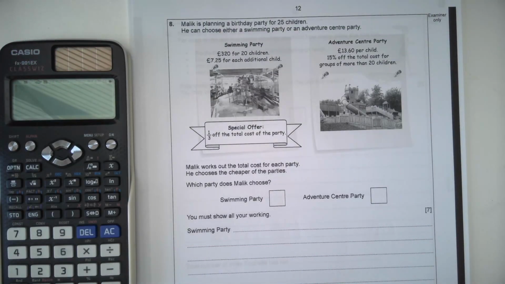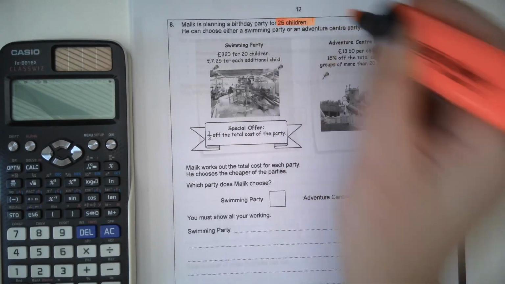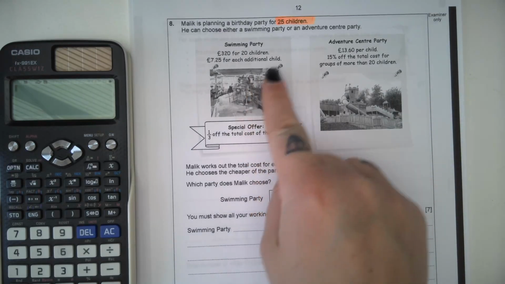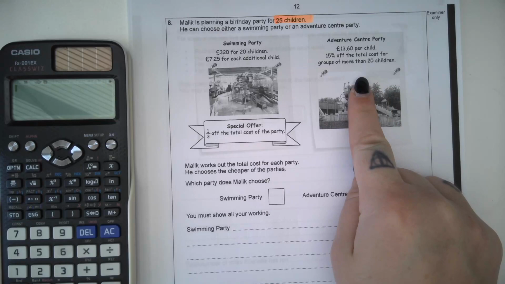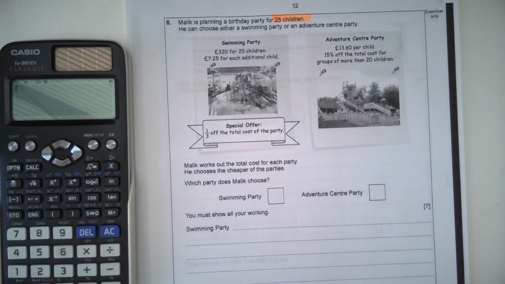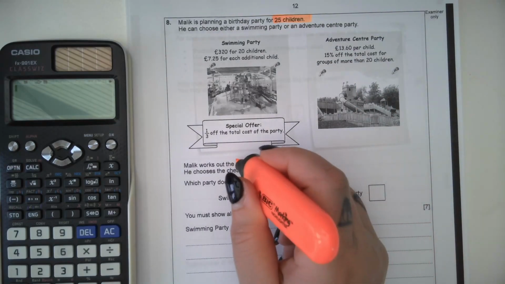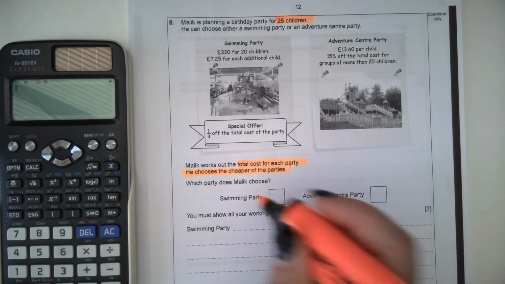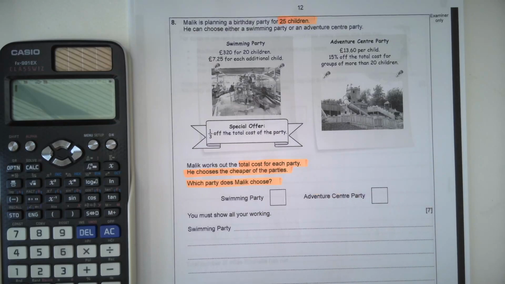Question 8. Malik is planning a birthday party for 25 children. He can choose either a swimming party or an adventure centre party. So we've got a swimming party and the costs here, an adventure centre party and the costs here. Malik works out the total cost for each party. He chooses the cheaper of the parties. Which party does Malik choose?